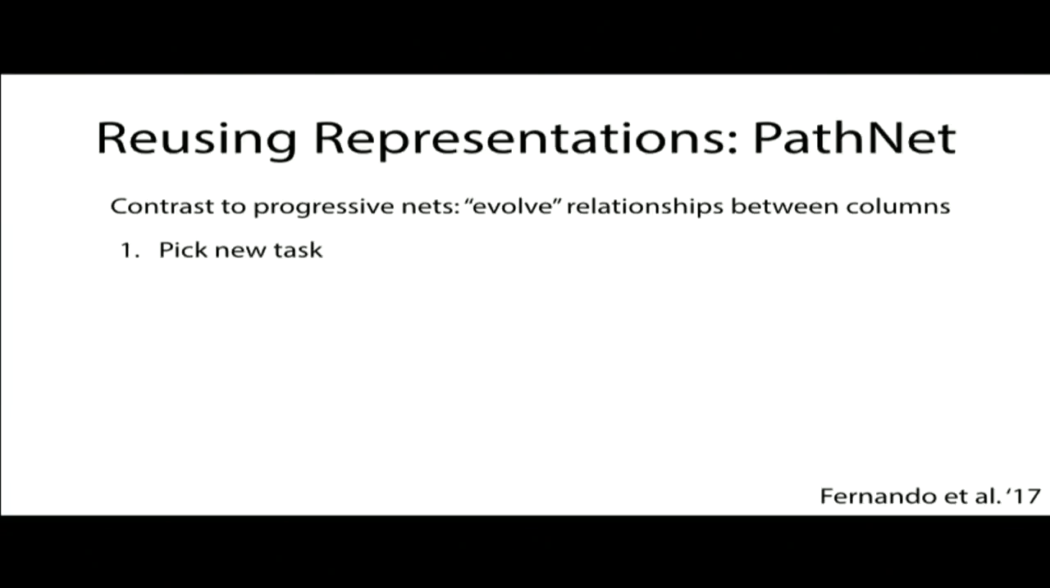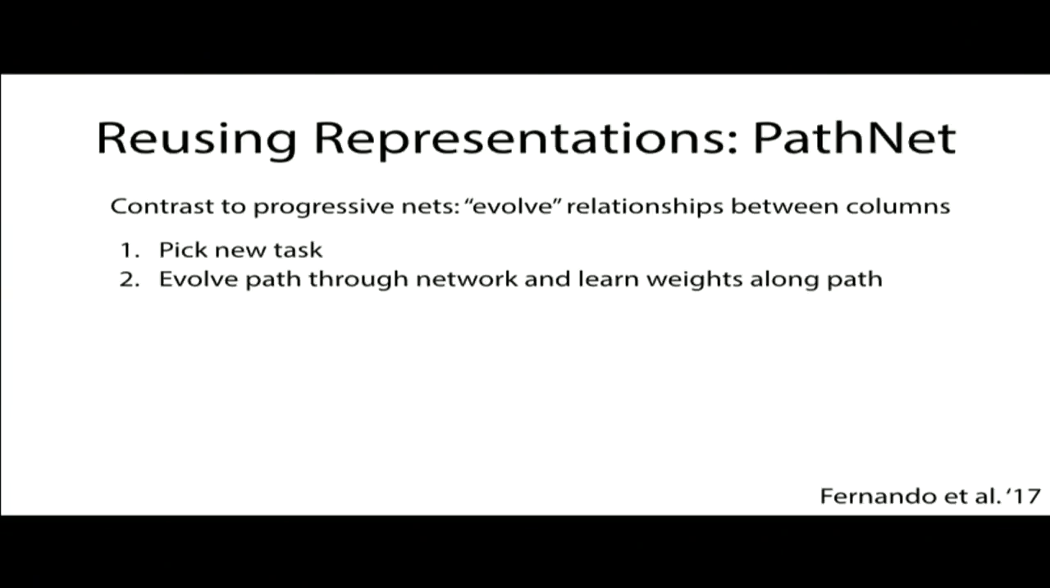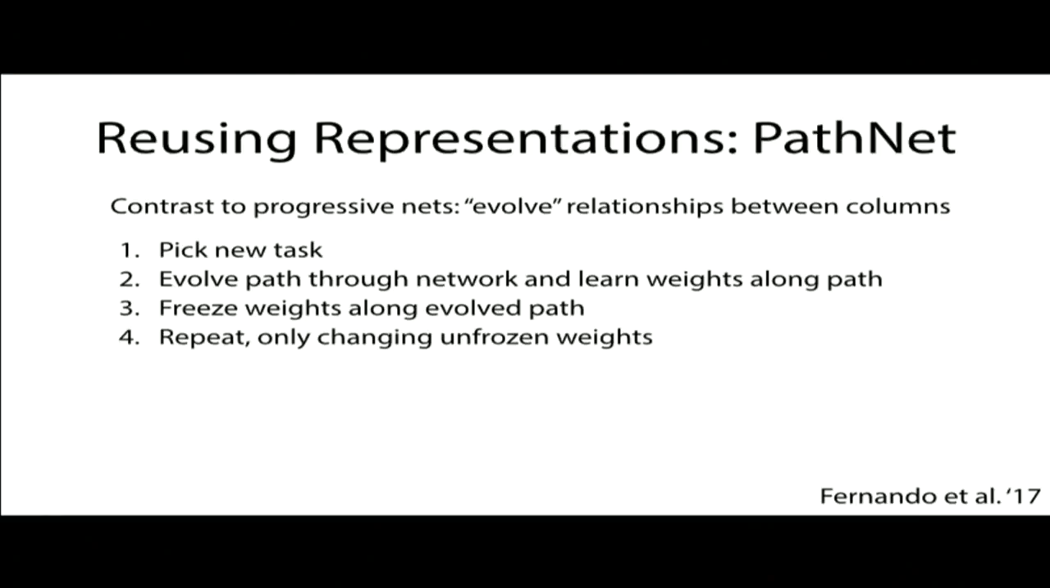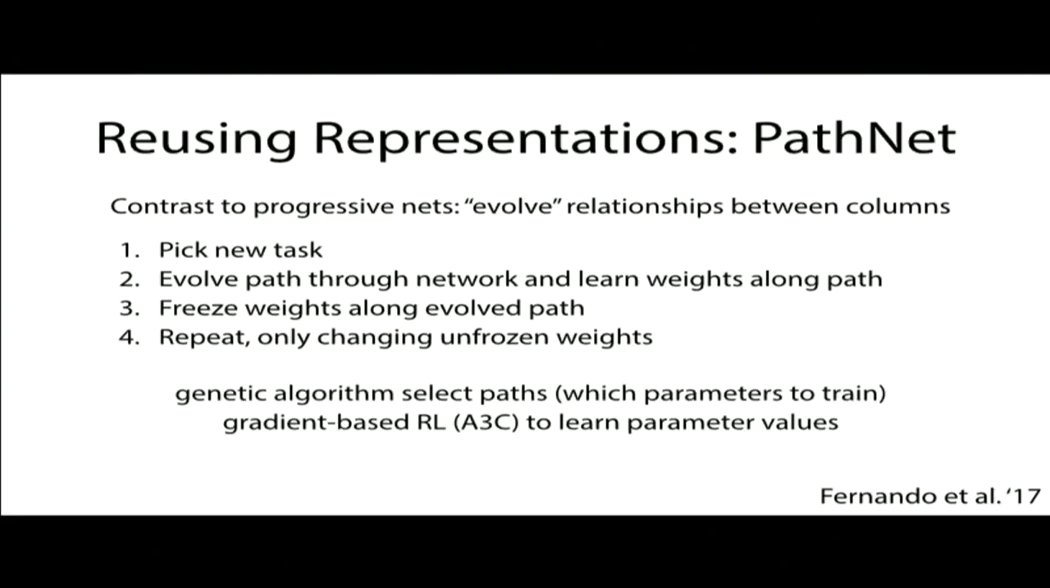The way it works is you pick a new task, evolve a path through the network for that task, and learn weights along that path. Then freeze the weights only along the evolved path for that task, and repeat, only changing the unfrozen weights. Effectively, they're using a genetic algorithm to select paths, so which parameters to train for that task, rather than having a fixed column like in progressive networks. And they use a gradient-based reinforcement learning algorithm, like you've learned about in this class, to learn the weights along that path.